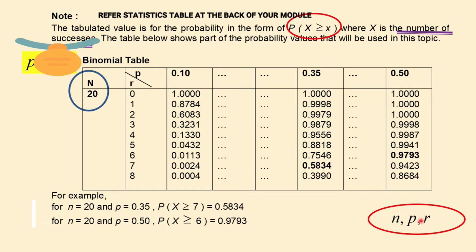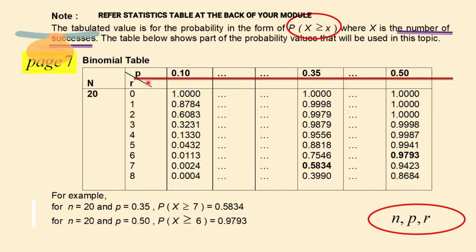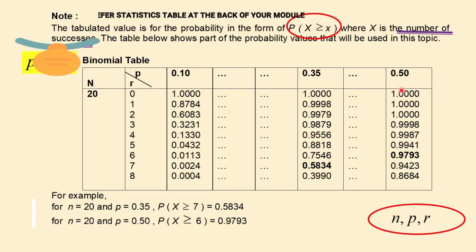Okay, the first column gives the value for n. Okay, n equals 20. The first row gives the value of p. Okay, p 0.1 until p 0.5. The second column gives the value for r. For example, n equals 20, p equals 0.35, r equals 7.